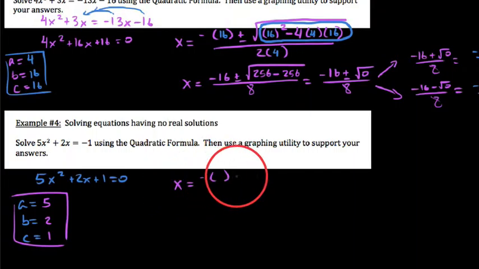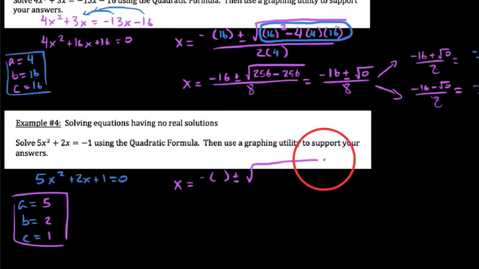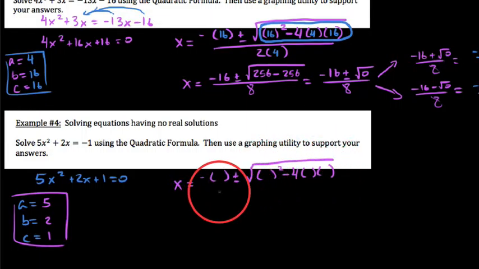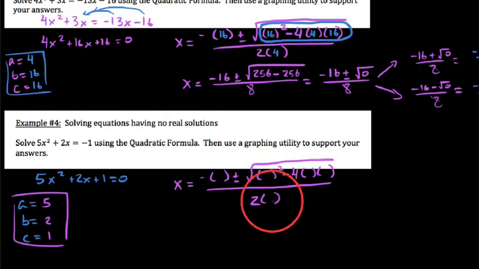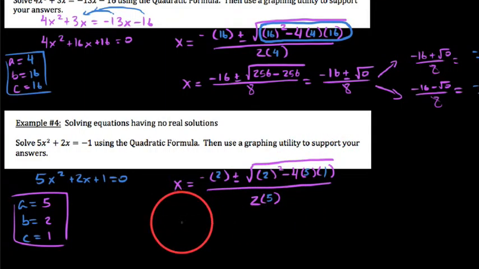We have negative b plus or minus the square root of b squared minus 4ac, all over 2a. And again, we'll drop in our values here. We have b and b, so we have 2 and 2, and then a and a, where our a value is 5, and then we have a 5 here. It looks like our c value is 1. It's going to make our job a little bit easier on the inside.